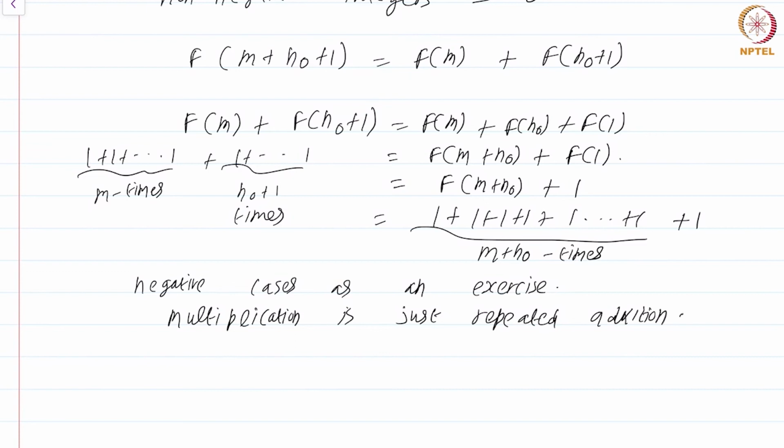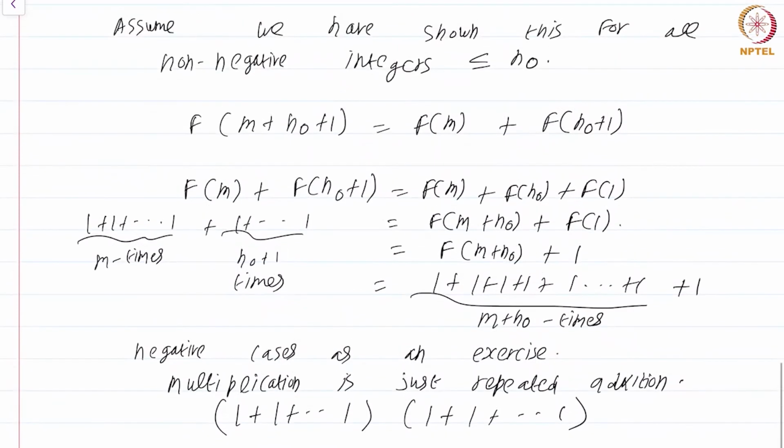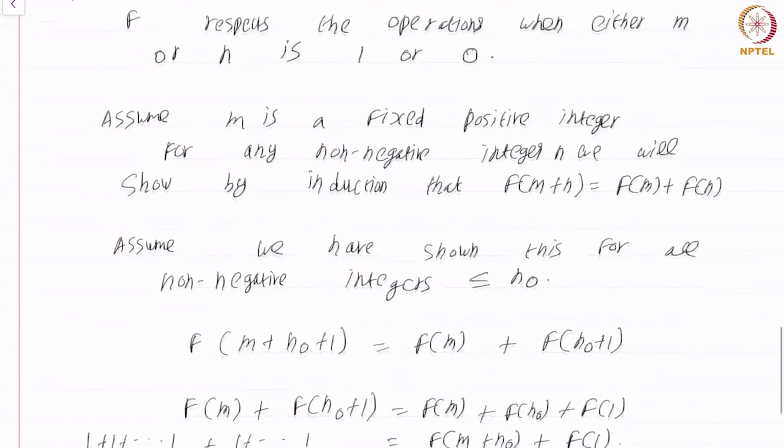And the same thing is true in the field when you are multiplying elements of the form 1 plus 1 plus 1 plus 1 times 1 plus 1 plus 1 plus 1. Using distributivity, you can convert it to repeated additions. Okay. So by using the fact that multiplication is just repeated addition, it's very trivial to prove that the operation of multiplication is also respected by the map f.